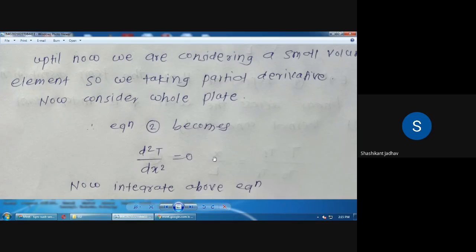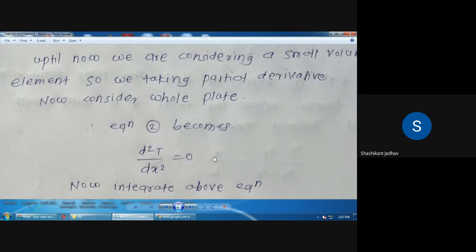Anyone unmute yourself and tell me what is the integration of d²T/dx² is equal to 0. For this equation, what is the integration value or integration equation? Anyone? Tell me. dT/dx is equal to constant.